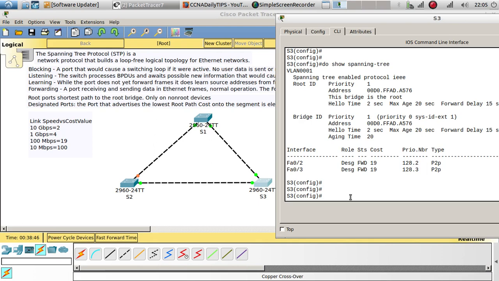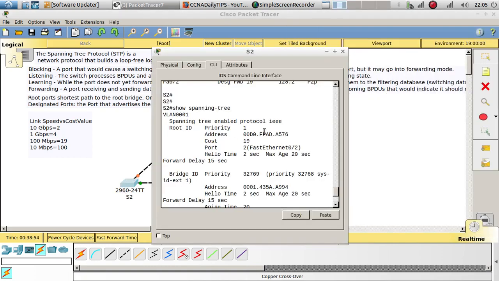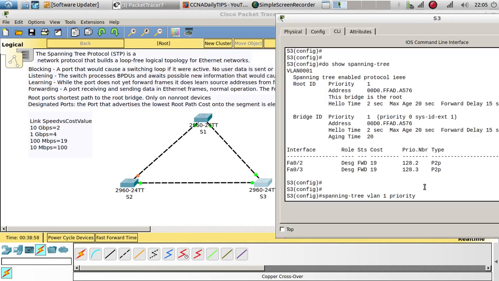Okay, so let's go ahead and put the priority back to what it was before, and I believe it was, let me see, priority 32769. Okay, and if we put the priority back, what's going to happen? All of the switches are going to have the same priority, but since switch 1 has the lowest MAC address, it's going to go back to switch 1.